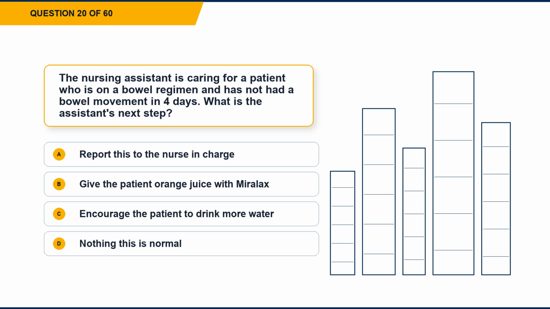Question 20. The nursing assistant is caring for a patient who is on a bowel regimen and has not had a bowel movement in 4 days. What is the assistant's next step? Option A, report this to the nurse in charge. Option B, give the patient orange juice with Miralax. Option C, encourage the patient to drink more water. Option D, nothing, this is normal.